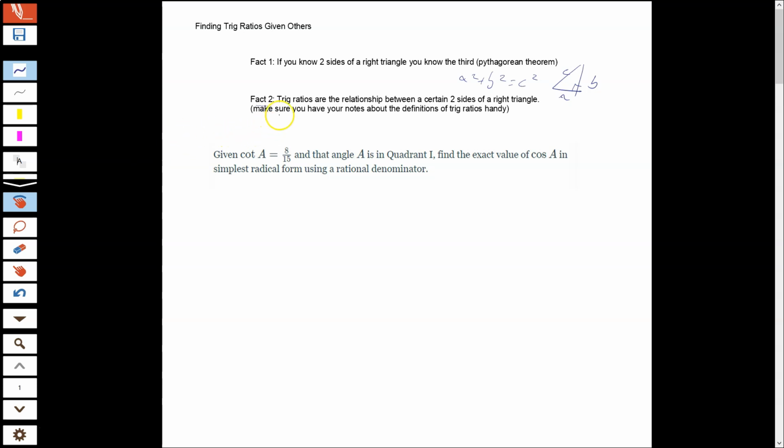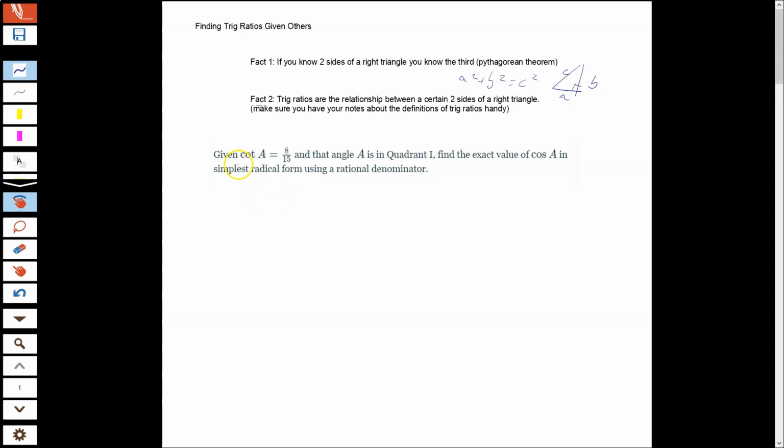Okay, make sure you have your notes about trig functions handy. You're going to need them. You're going to need to know what sine, cosine, and tangent are, SOHCAHTOA, and you're going to need to know about cosecant, secant, and cotangent as well, so the reciprocal functions. So make sure you have your notes from the last couple lessons handy as you do these. They will help you a lot.